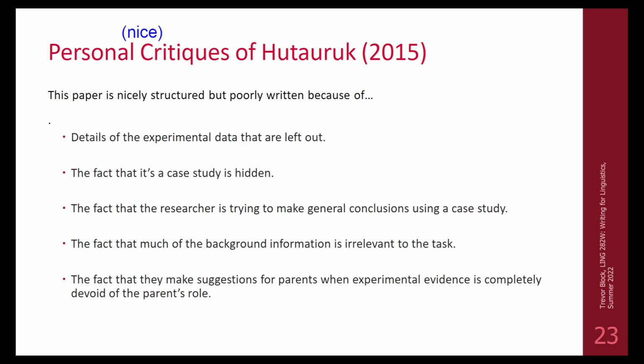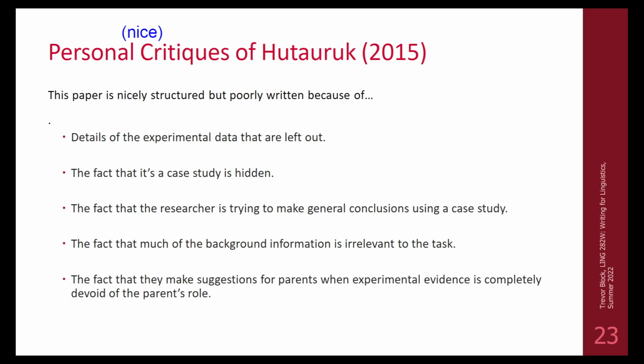Here's a little summary of my nice critiques of this paper. So, experimental data is left out. It's a case study when it could be, you know, multiple children. The researchers are trying to make general conclusions from one kid, as we see in the results and conclusion. The background information, a lot of it is irrelevant to what they're talking about. Cognitive theory is not brought up. The 6 stages of acquisition, they're not really improved upon at all. There's no new innovations there. There's nothing that the research is providing new information about. And they're making suggestions for parents when they don't even talk about parents at all, really.